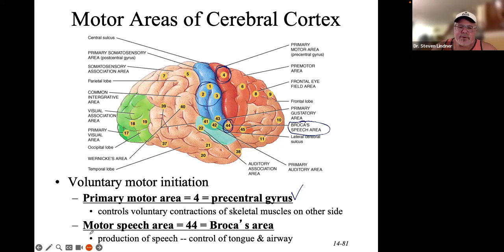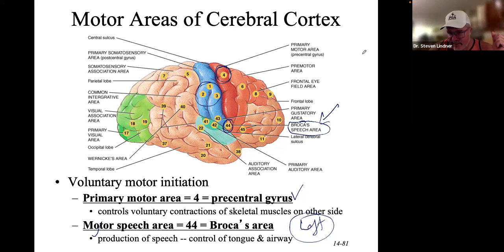And number 44, right here, that's a very, very important area called Broca's area. It's involved in the production of speech, and it's primarily found in the left hemisphere of the brain. So when there's a stroke or decreased blood supply to that left hemisphere of the brain, the chances of Broca's area being affected is very, very high. And this is why when people stroke out on the left side of the brain, they may lose motor control on the opposite side of the body, but their speech becomes affected.